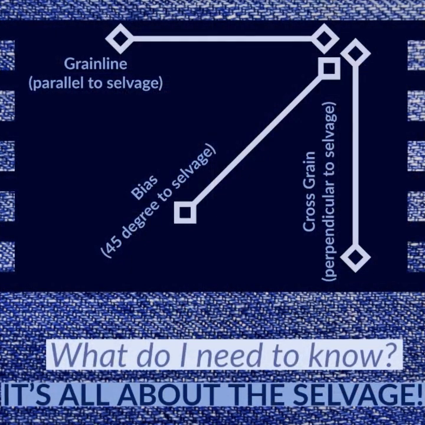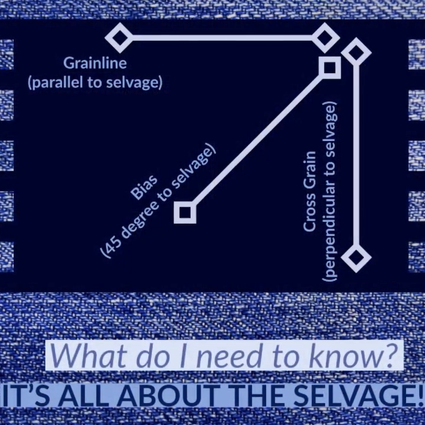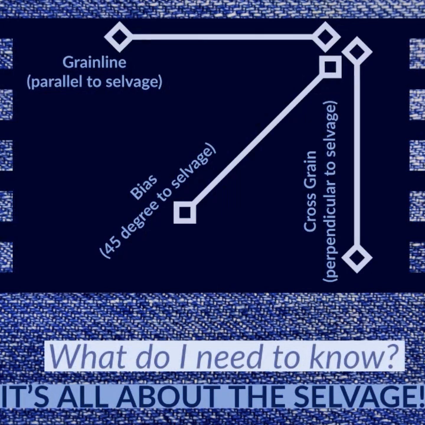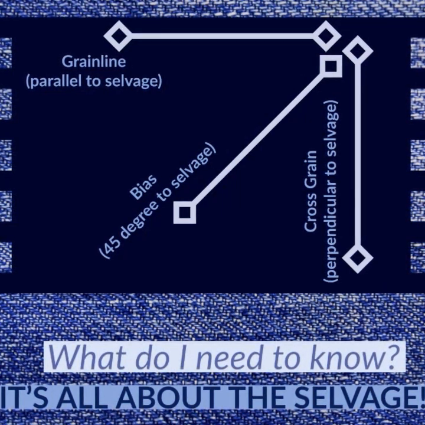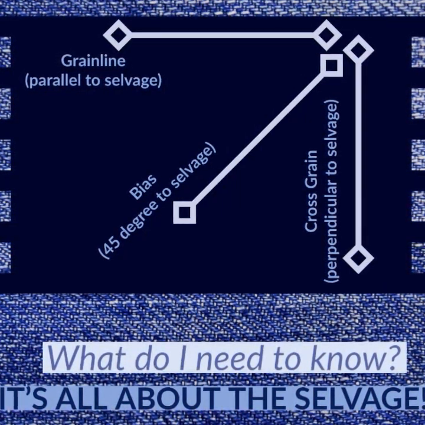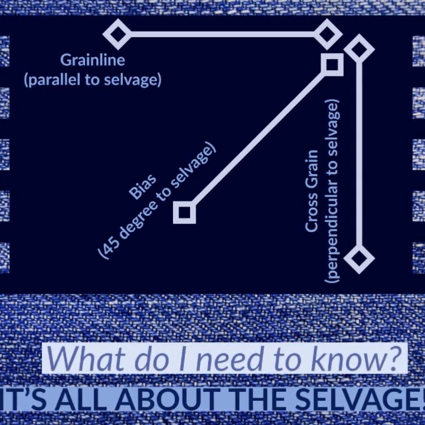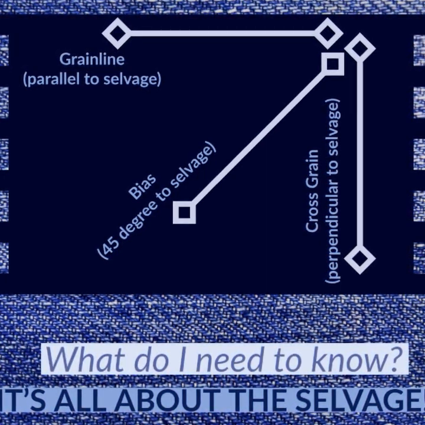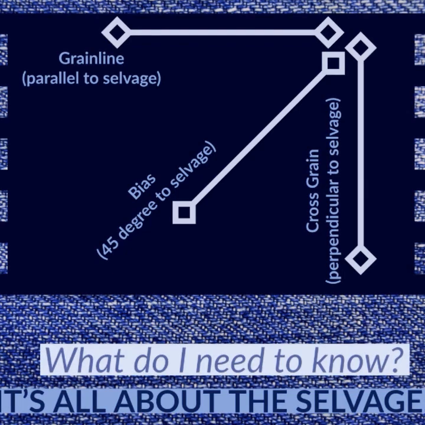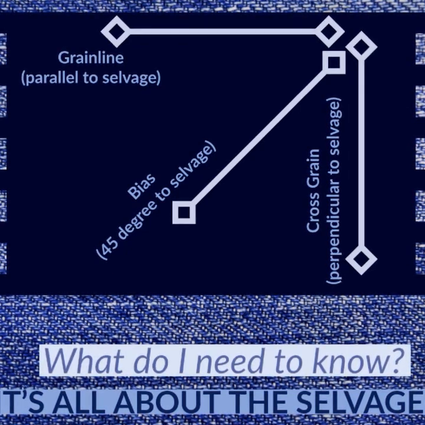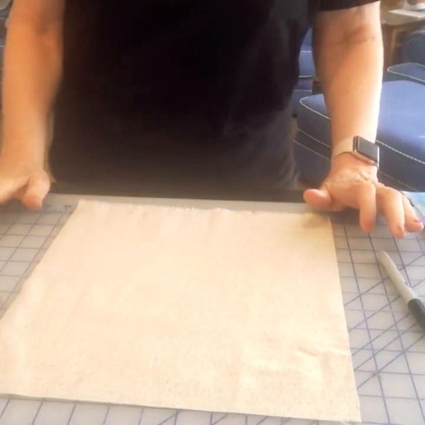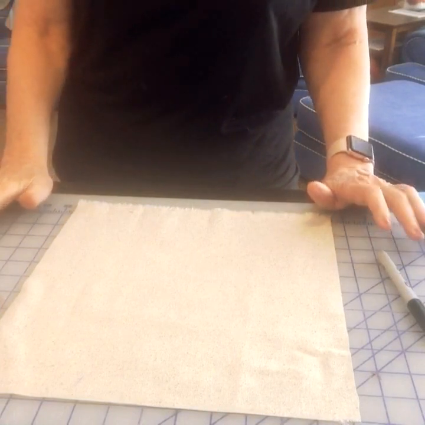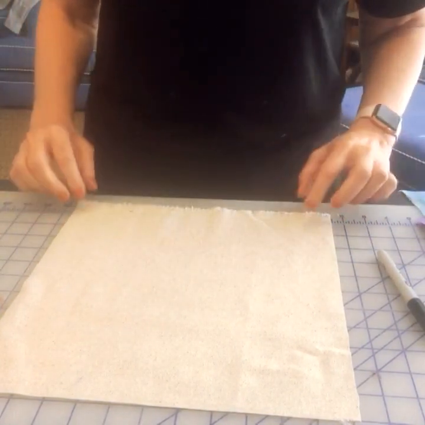To understand grain line, you first have to understand selvage. Selvage is just the self-finished edge of the fabric, the edge that doesn't ravel or fray. It's actually the edge that was attached to the side of the loom when it was woven. Now let me show you what selvage and grain line look like on a real piece of fabric.